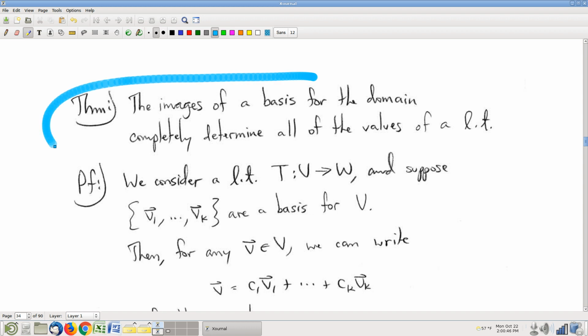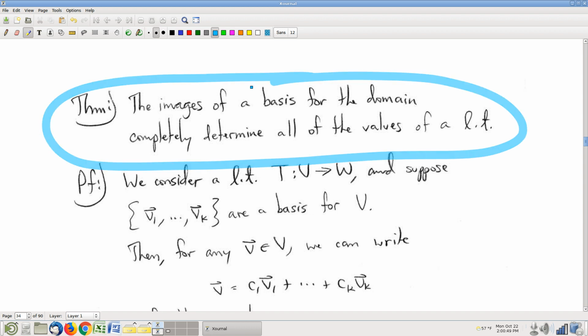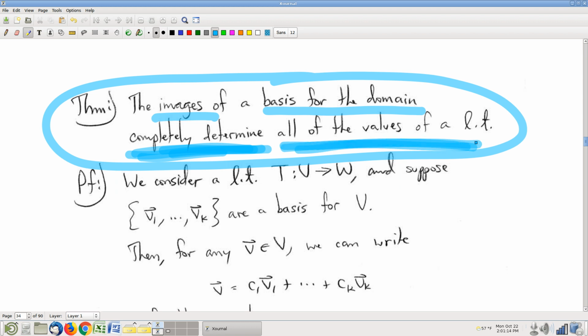Neat theorem about linear transformations. If you pick a basis for the domain, now keep in mind the domain's a vector space, pick a basis, any basis, it doesn't matter. If you know the images of those basis vectors, in other words, take those basis vectors, plug them into the linear transformation, see what comes out, that completely determines all of the values of the linear transformation. Okay. Now, that's an outrageous suggestion.